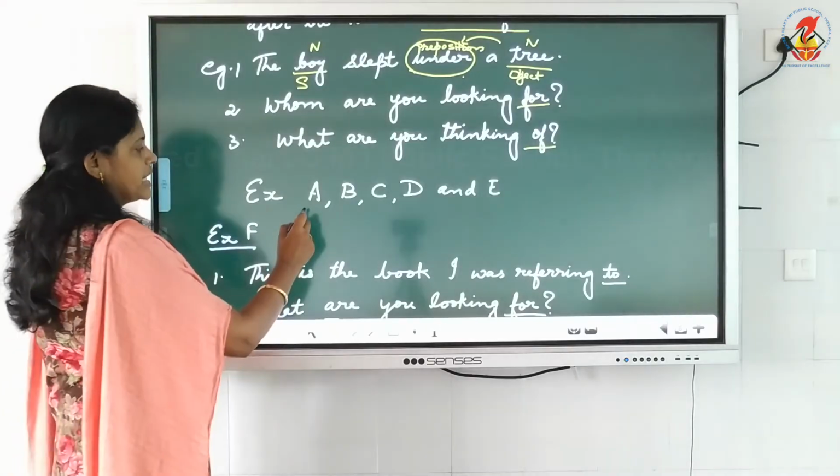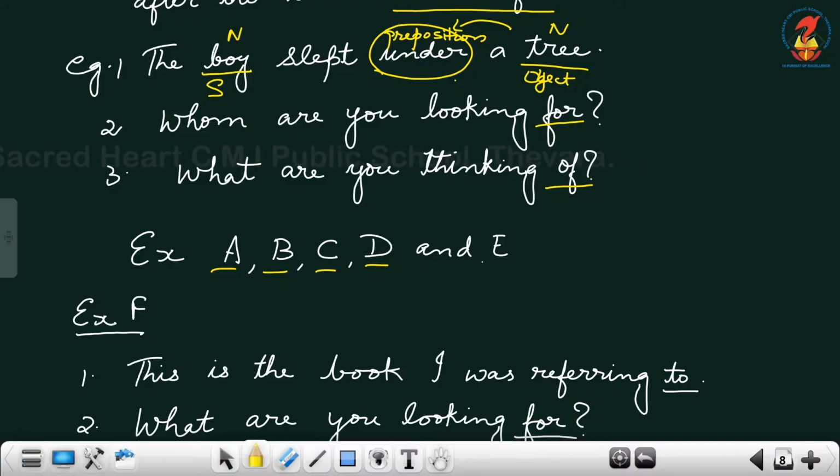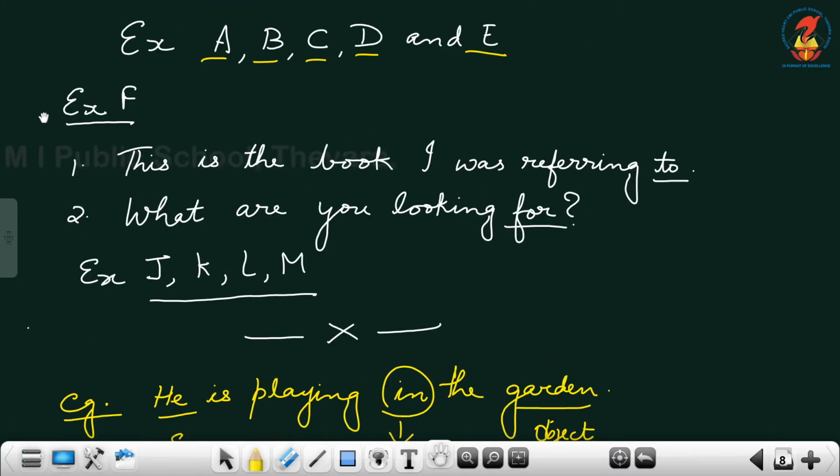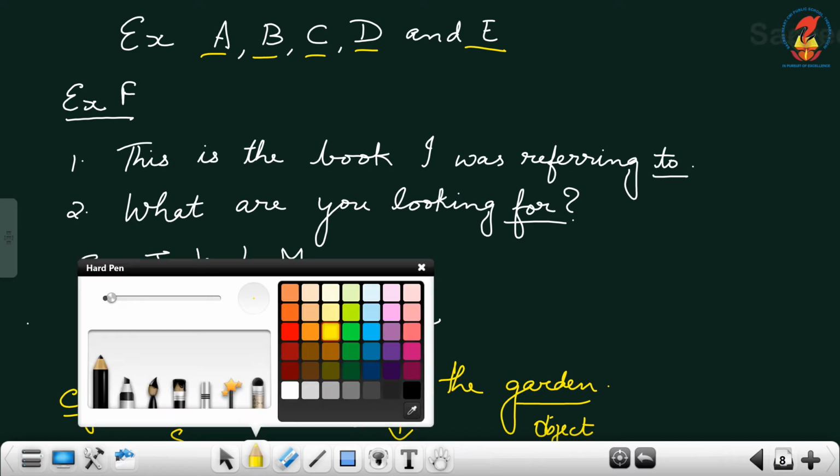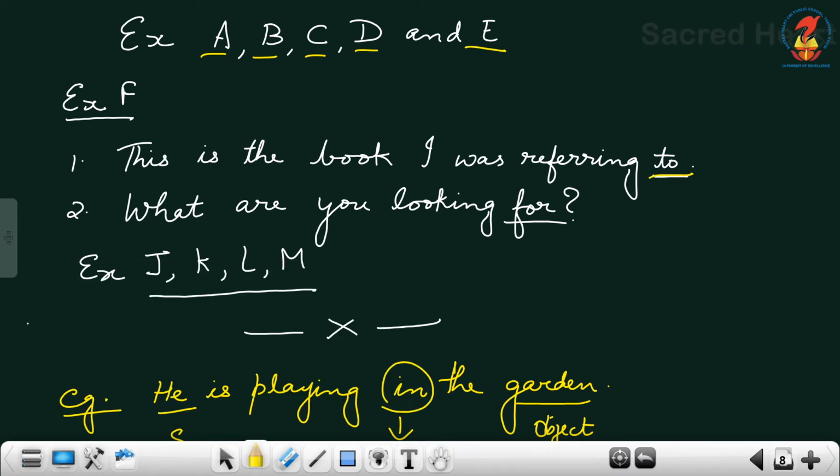You have to do, children, exercise A, B, C, D and E. When you come to exercise F, on page number 106, exercise F is given. I will just discuss the first two answers for you. This is the book which I was referring to. So this word to is the preposition. You have to fill in with a suitable preposition. What are you looking for?